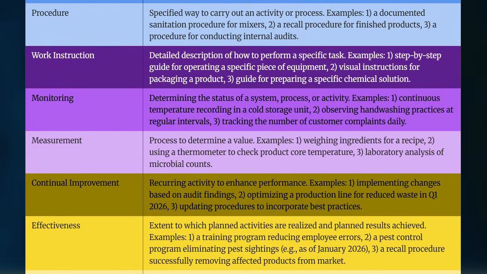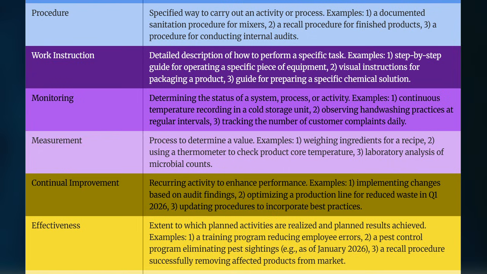And then you will hear about monitoring in quality and food safety terms. Monitoring means determining the status of a system, process, or activity. That's the definition of monitoring in quality and safety terms. An example, you have continuous temperature recording of a cold storage unit. That's monitoring. Or observing hand washing practices at regular intervals is also a type of monitoring. Or tracking the number of customer complaints daily, that's also another type of monitoring.